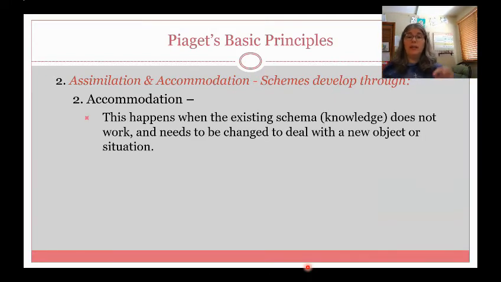Accommodation happens when the existing schema, so our existing knowledge, is not sufficient. It doesn't work for this new example and needs to be changed to deal with this new situation, this new object. So I think hopefully those examples made sense. If not, I do have a couple more.